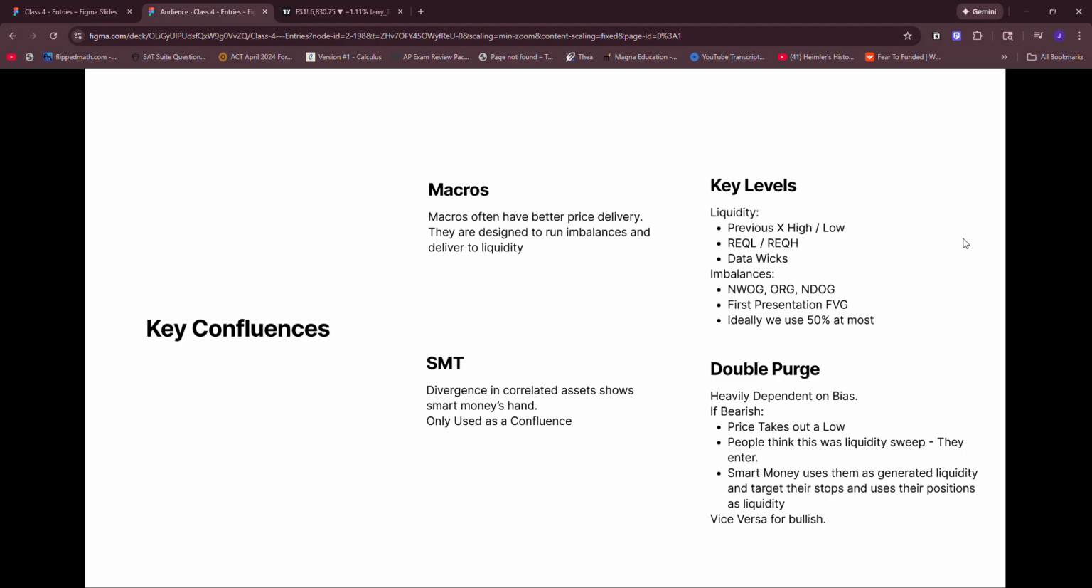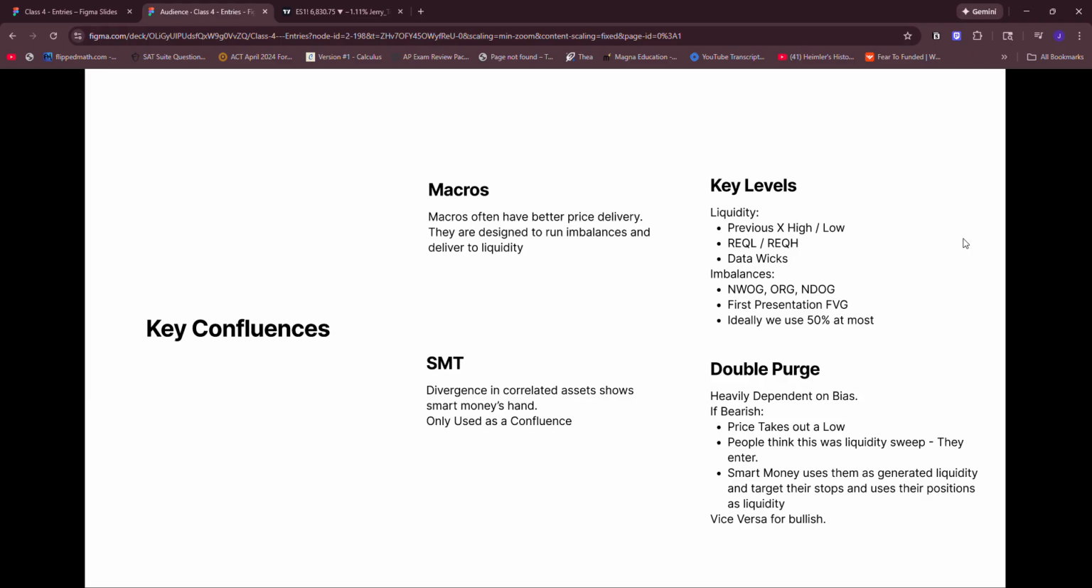And then imbalances, we've got new week opening gap, opening range gap, RTH opening range gap, and then we've got new day opening gap. I also went over this in my time and price theory class, as they are time-based levels, right? So basically, they are very strong draws on liquidity. New week opening gap and new day opening gaps are basically always filled. It's very rare that they don't, but when they don't get filled, they're very strong draws on liquidity.